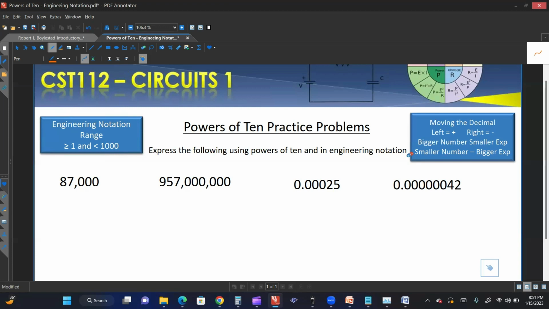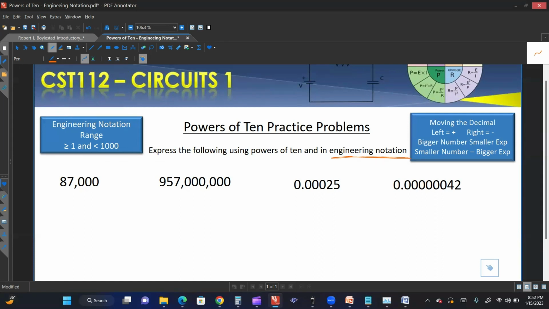All right, so let's take a look at some more practice problems using expressing the numbers in powers of 10, but this time we're going to be expressing them using engineering notation. Unlike before, when I was asking for you to express the numbers in scientific notation, this time we're going to be using engineering notation.